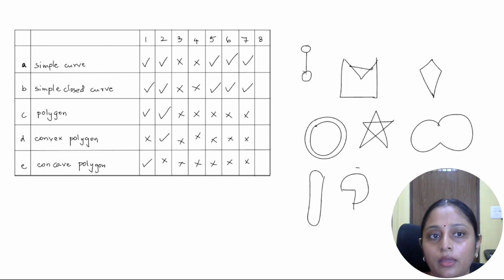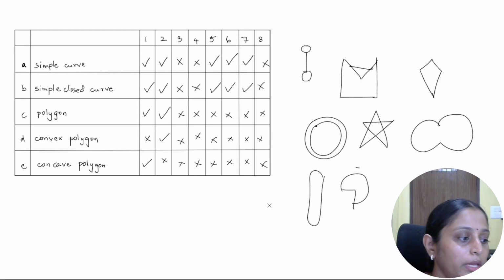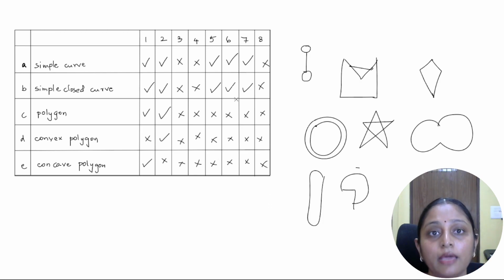Okay, is this simple? It is not simple because clearly you can see that it is crossing itself at this point and at this point. So it is not simple, it is not closed, it is not a polygon. Okay, so this is about the first sum in our exercise.